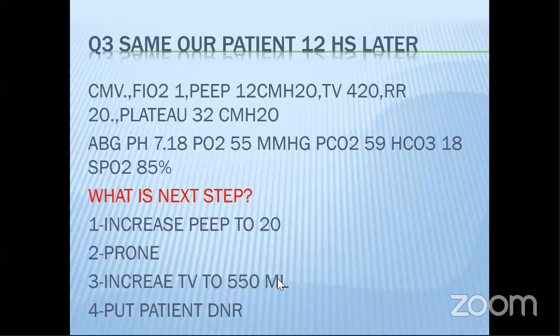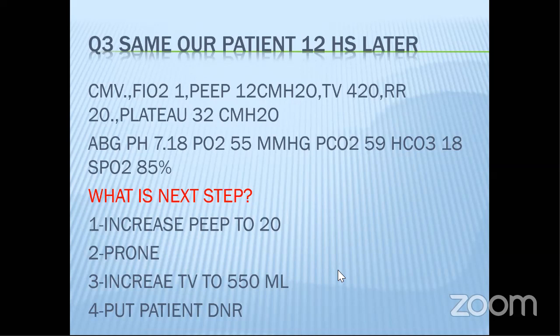So our patient, after 12 hours, has FiO2 requirement increased from 80% to 100%, PEEP still 12, tidal volume the same, respiratory rate 20, plateau pressure 32. The patient has pH 7.18, PO2 55, PCO2 59, bicarb 18, and saturation 85. So this patient is worsening hypoxemic. P/F ratio before was 90, now P/F ratio is 55.